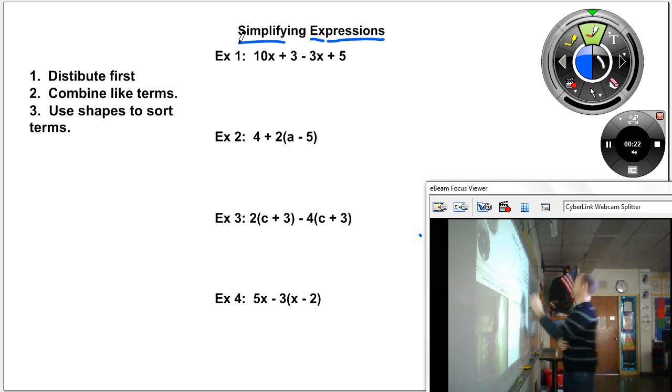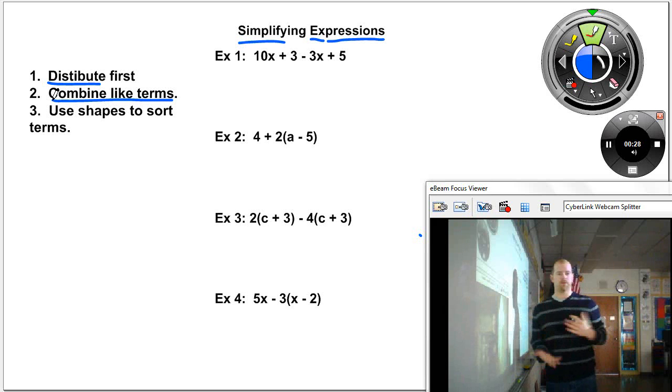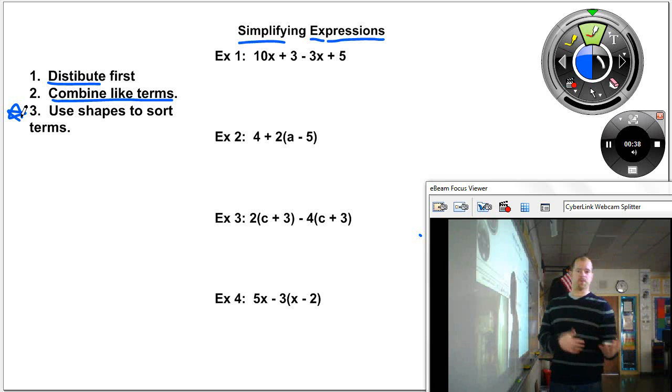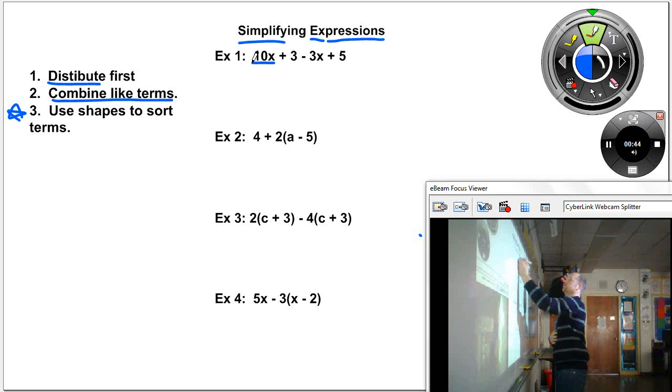Now, we've distributed before. We have combined like terms before, but here we're going to look at a few examples that are a little bit more difficult that we may have some trouble with. Now, remember, I want you to use shapes to help you sort terms. In example number 1, we have 4 different terms. Remember, a term is something that's being added or subtracted. So here's a term, here's a term, here's a term, and here's a term.